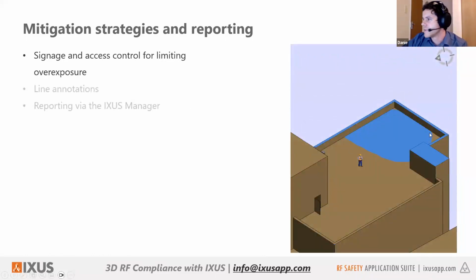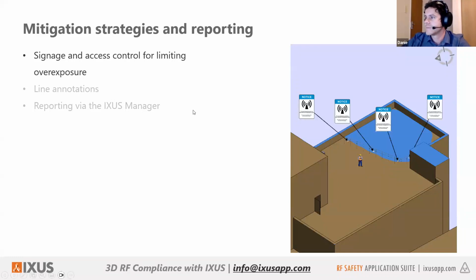So as I mentioned, we've now established that the overexposure area on this rooftop is over here. And we would want to add some sort of protection there, or signage or access control to limit members of the public entering that area and being overexposed. So to do that, we can, for example, in this case, we've added a railing as a physical barrier, and then also installed some signage to indicate that this area should not be accessed.